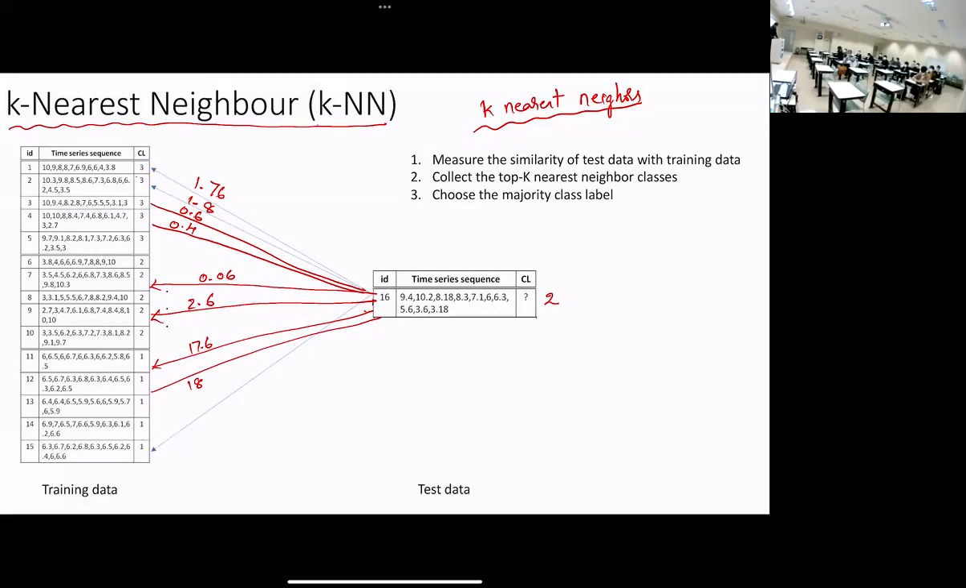Understood? Now let us take K as 5. Now tell me the closest 5 classes. Which ones? Tell me the ID numbers first. 1, 2, 3, 4, 7. These are the time series that are close to the test case.